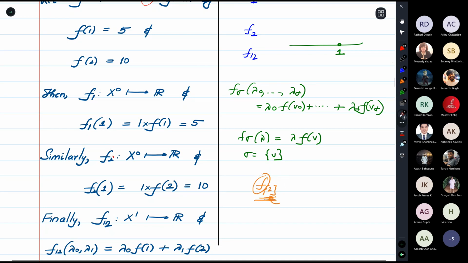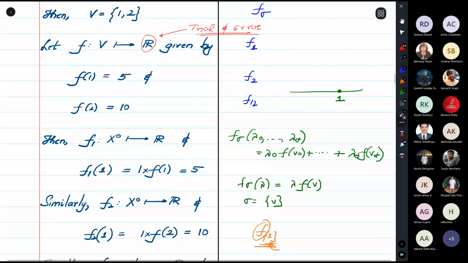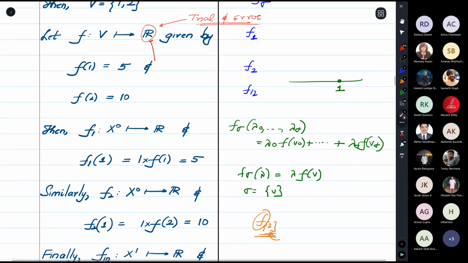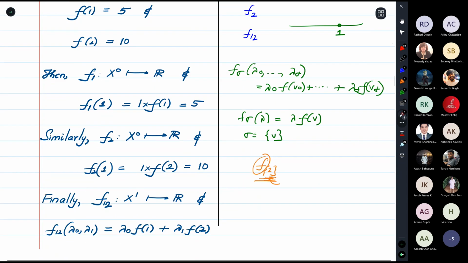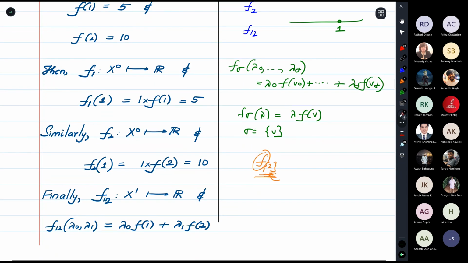Okay, so again, since this set includes only one element, the domain of this function will again be x0, and the codomain will be R, which is the codomain that we chose for f. So this has to be the same once we fix this codomain. Again, since this only includes the element 1, we just have to define f2 for this particular entry, and by using this definition, you can see that this will be 1 times f of 2, and since f of 2 is 10, I hope you agree that this entire expression will be 10. So f1 I have completely defined.